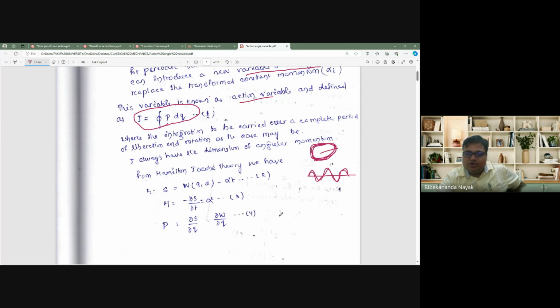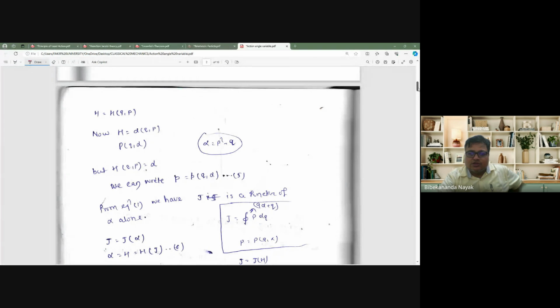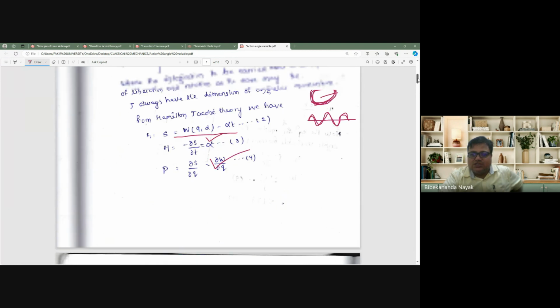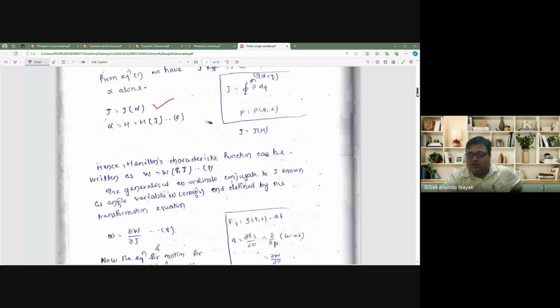From Hamilton-Jacobi theory, we got these equations: S is equal to W minus alpha t, the Hamiltonian H is minus del S by del t, and P is equal to del S by del Q. We will apply these. Let's say H is equal to alpha. So J can be written as a function of alpha, where alpha is H. Or in reverse, you can say H is a function of J.